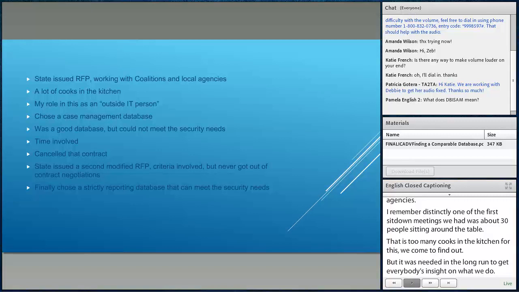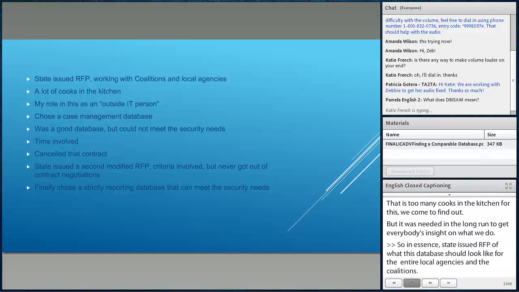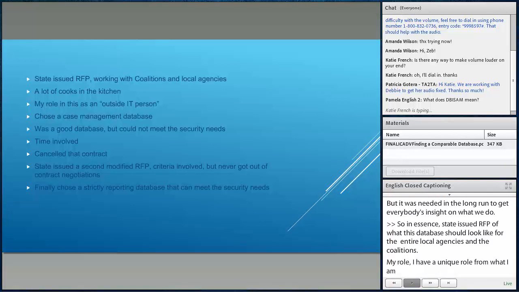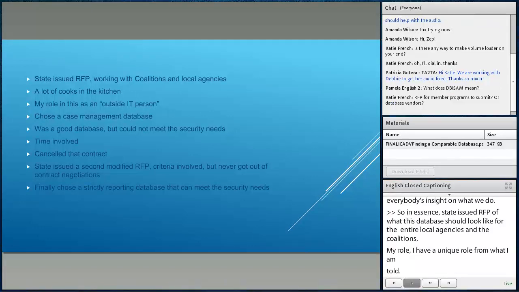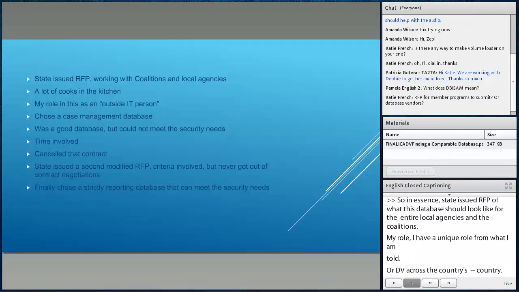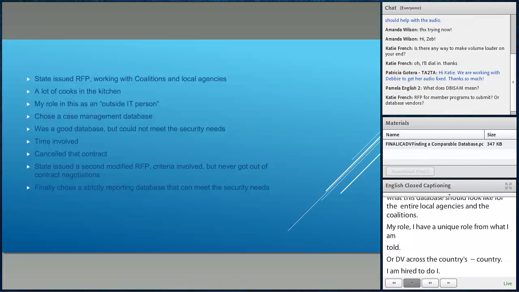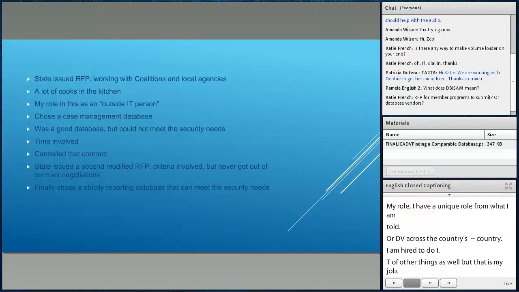My role, I have a unique role from what I've been told, compared to DV coalitions across the country. I'm hired on just to do IT. I do a handful of other things too, but that's my job. I've got 27 years of IT experience from all across avenues, so I think they brought me in to help out and push this along a little bit.